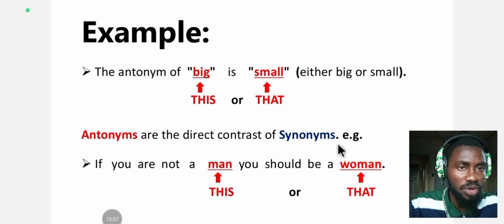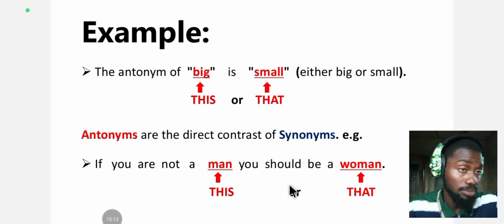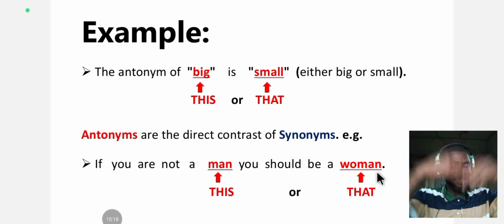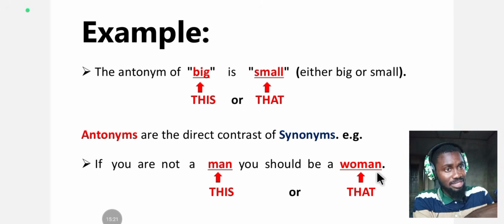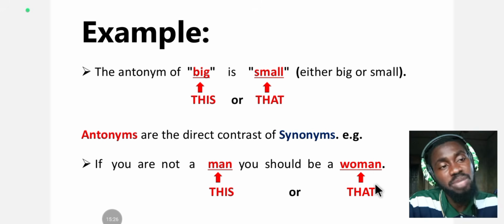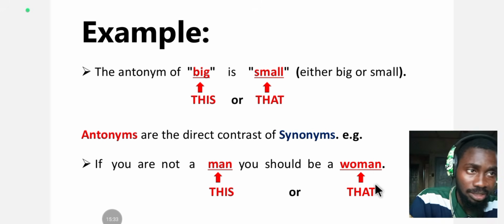So that's it. For example, if you are not a man, you should be a what? A woman. If you are not a man, you should be a woman. This is a man, that is a woman. Or that is a man, this is a woman. So if you are not a man, you are a woman. So always bear it in mind that antonyms or opposite in meaning, it is either you are this or you are that. Either you are this or you are that. Okay, bear that in mind.